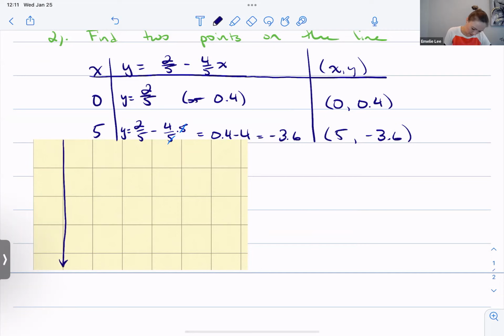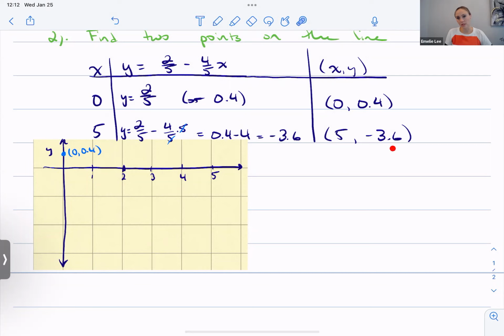I'm going to put my y-axis here, and then my x-axis here. Okay. So what do I need to accommodate to draw this line? Well, I have x equals 0 and x equals 5, so I need to have those values on my grid. So 0's at the origin, 1, 2, 3, 4, 5. Y is going from 0.4, which I can draw now, let's say maybe here, at 0 and 0.4.